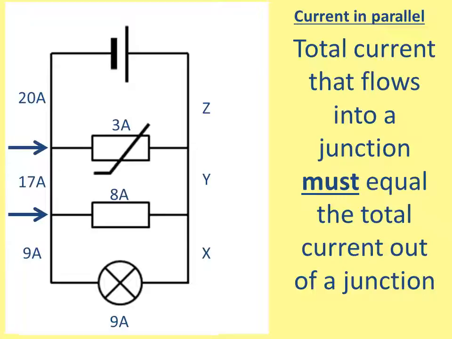Then that 9 amps meets another junction where it combines with the 8 amps. Therefore they will meet and add together to give Y, which will be 17 amps. Then the 17 amps will carry on up that wire and combine with the 3 amps from the thermistor, and therefore Z will be 20 amps. Another thing you should be able to notice is that 20 amps came out of the cell, and therefore 20 amps flows back into the cell.